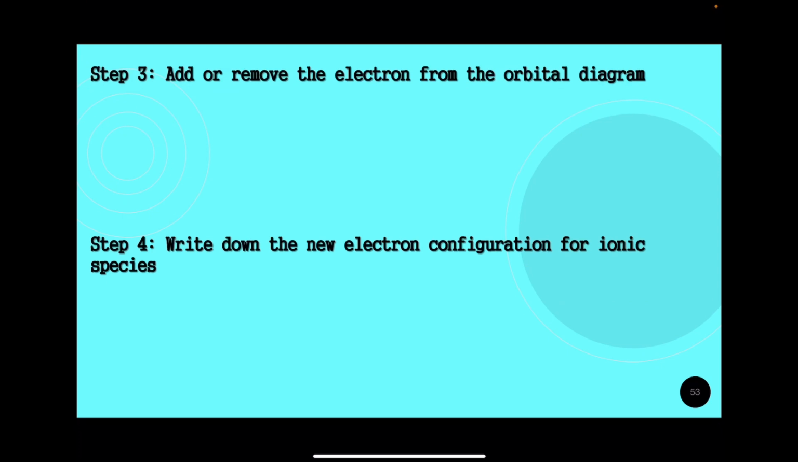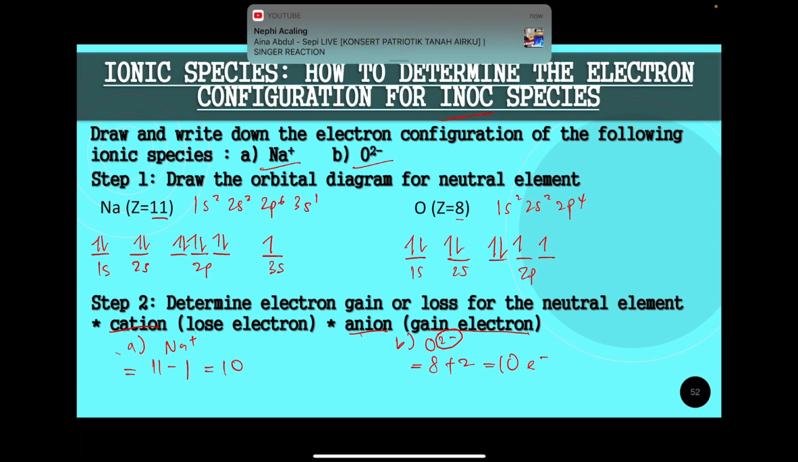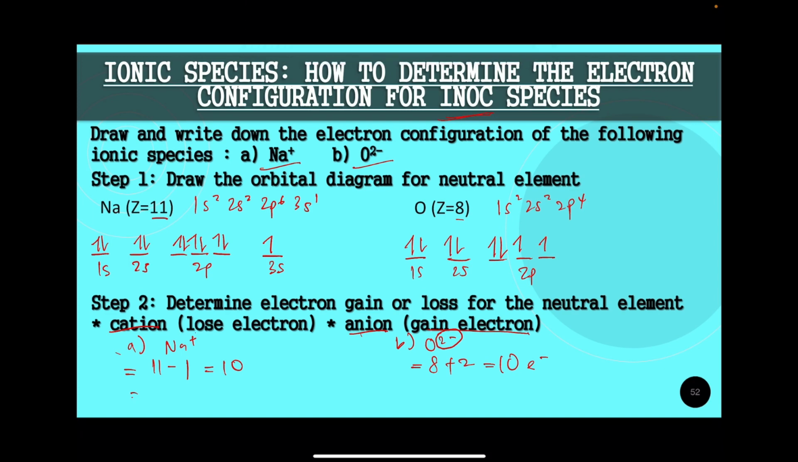Okay, next step, in order to draw the orbital diagram and to write down the electron configuration, we need to do the addition of electrons and removal of electrons. So from the previous step, for sodium ion, it will remove 1 electron. For oxygen ion, it will gain or add 2 electrons.